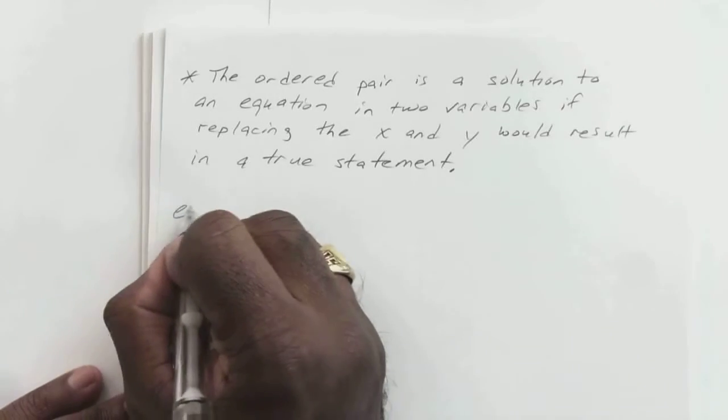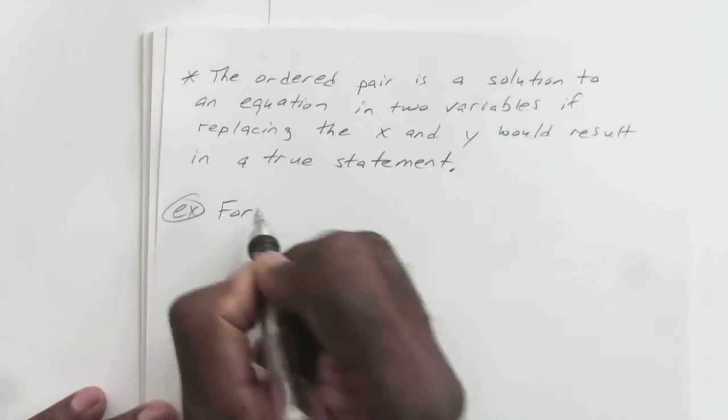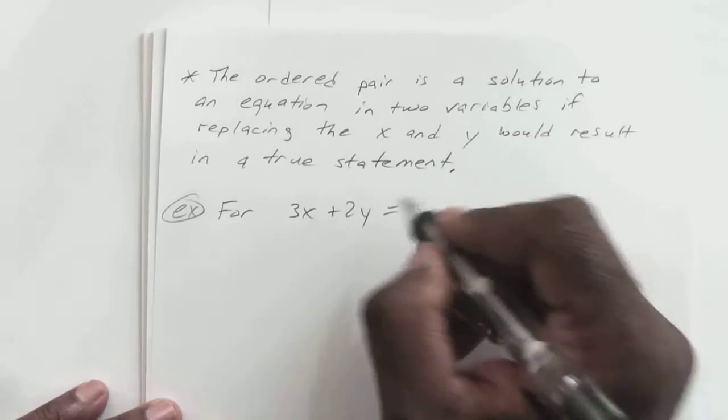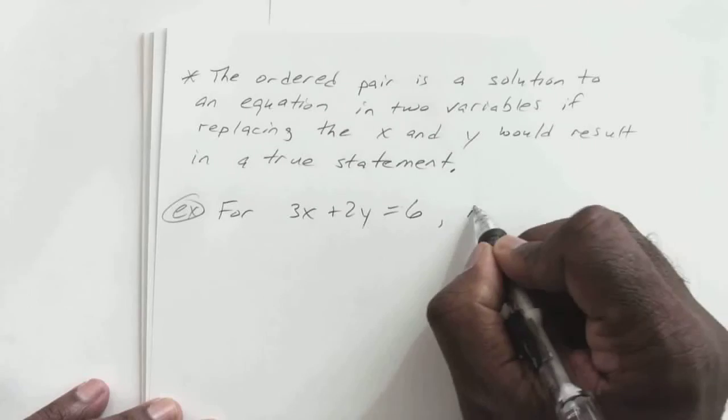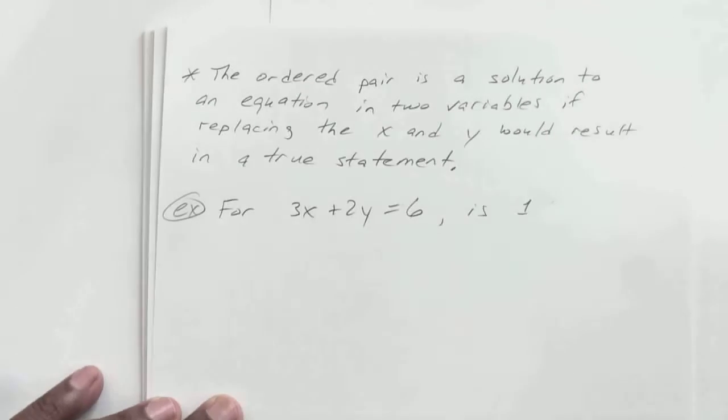Okay, so let's say, for example, let me find a good problem here. Say for 3x plus 2y equals 6. Is 1, 1 a solution?